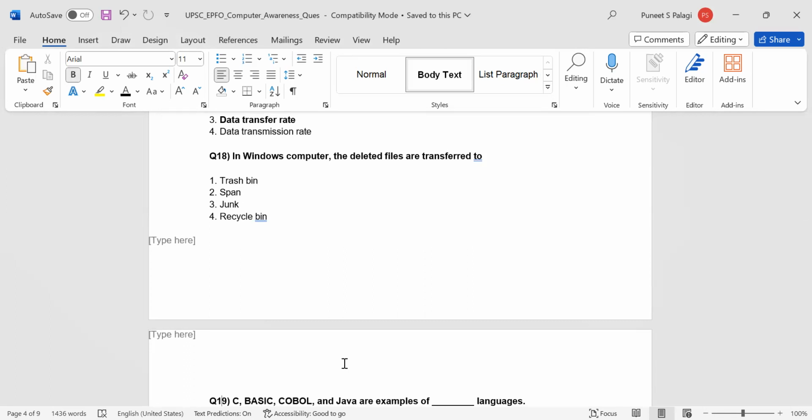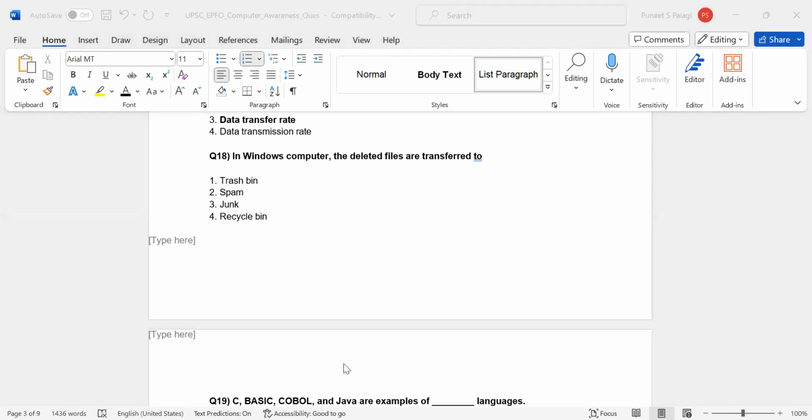Next question, in Windows computer, the deleted files are transferred to trash bin, spam, you can make it as spam, junk, recycle bin. So trash bin is a physical object. Spam is a word related to emails. Junk is not the right answer. So the right answer is recycle bin.